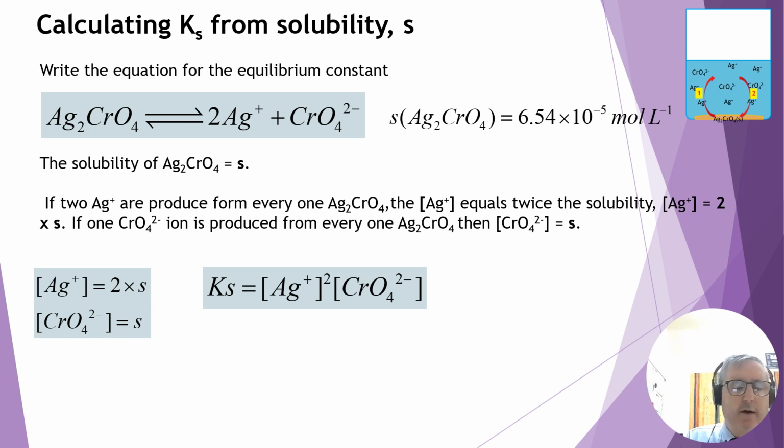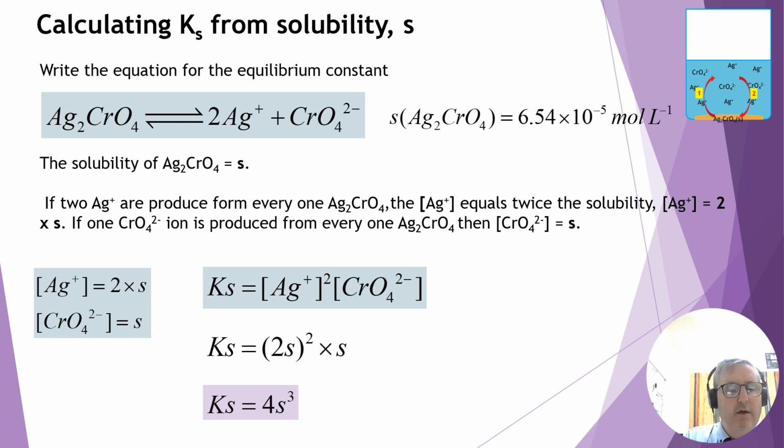Now for the algebra, I'm going to substitute the 2 times S inside the bracket where we have the Ag. So what we're going to get is 2S bracket squared times the solubility. Now 2S squared is the same as saying 2S times 2S, which ends up being 4S squared. And then when we multiply that by the solubility again, it becomes 4S cubed.